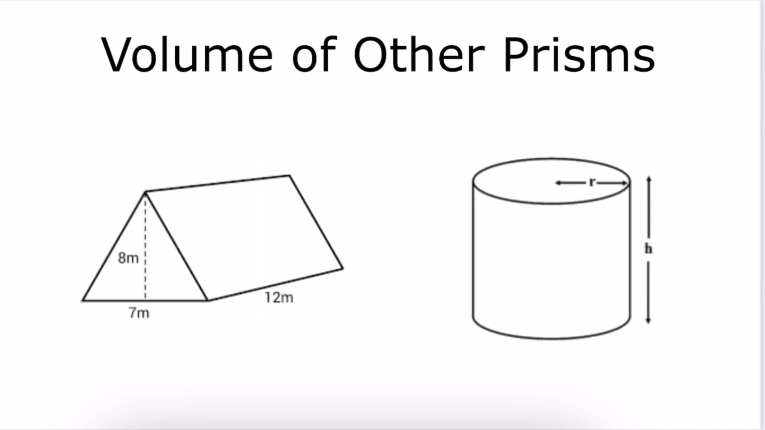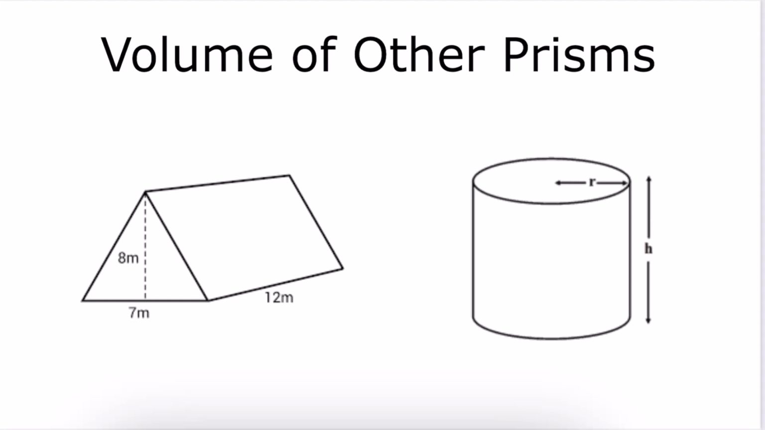So on your homework, for those of you that are assigned these video projects, you'll be finding the volume of other prisms. So you may find the volume of a triangular prism or the volume of a cylinder. A cylinder is not technically a prism because it has a curved surface, and prisms only have flat surfaces. But the concept is very similar, because a cylinder is kind of like the circular version of a prism.